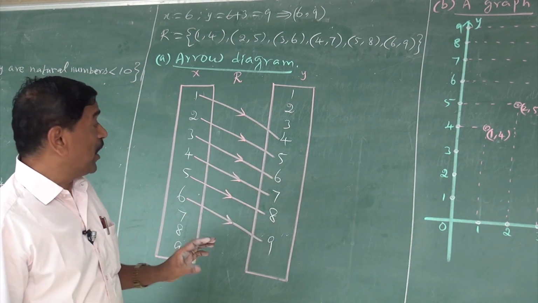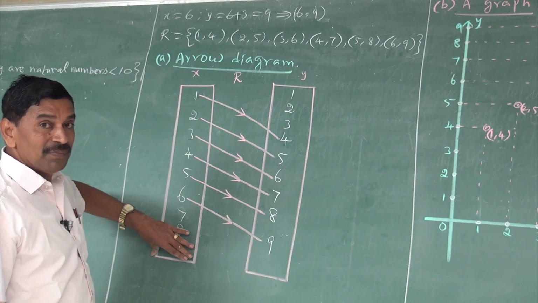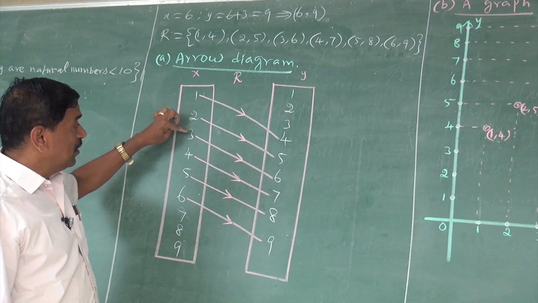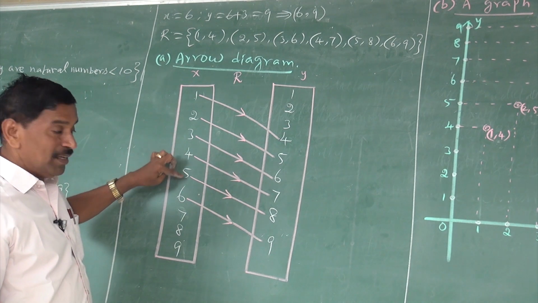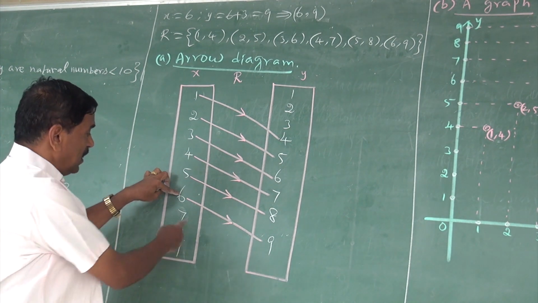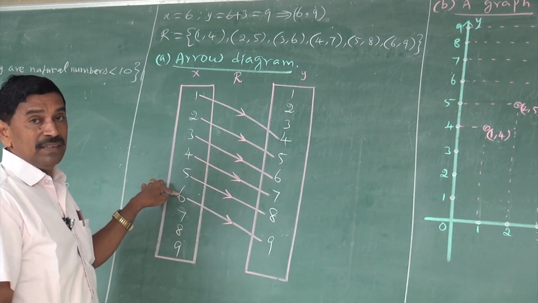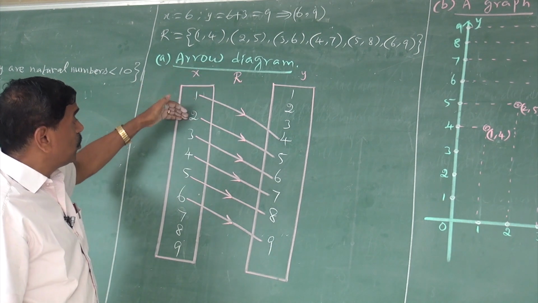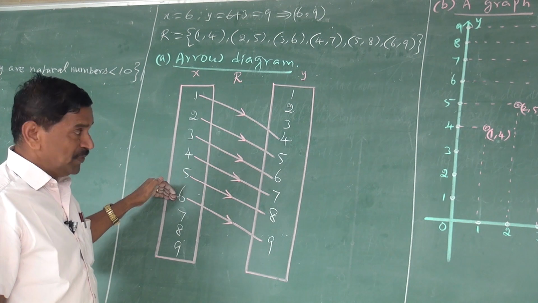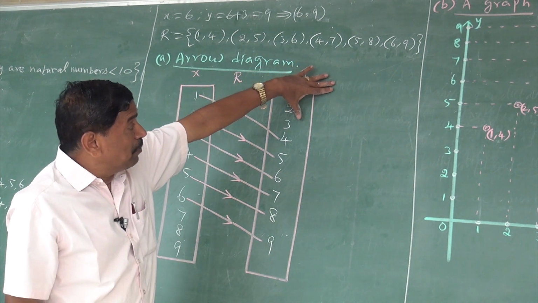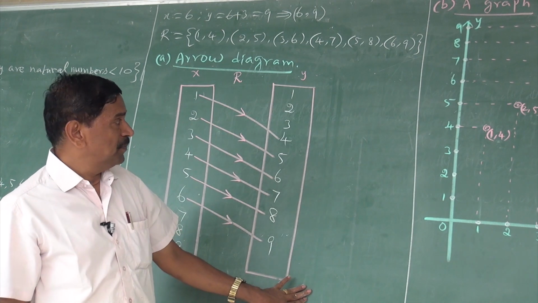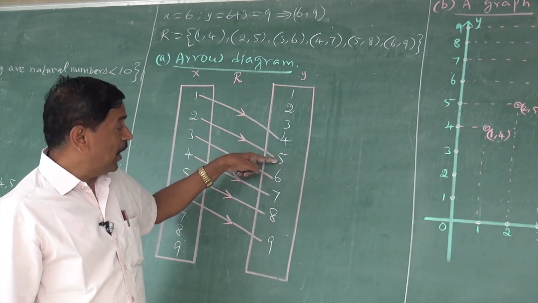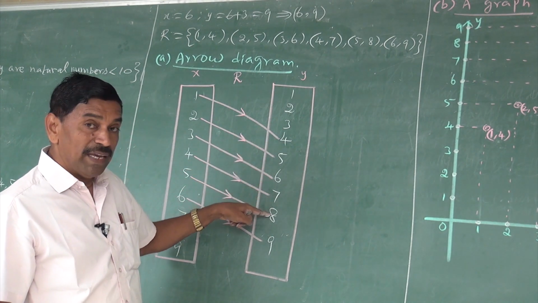Okay, similarly, can you tell me what is the domain of this relation? Yes, the domain of this relation is given by 1, 2, 3, 4, 5, 6. Whether 7, 8, 9 belong to the domain? No. Here the domain of the relation R is given by 1, 2, 3, 4, 5, 6, and the codomain is given by taking all the elements in the second set. And the range of this relation R is given by 4, 5, 6, 7, 8, 9.